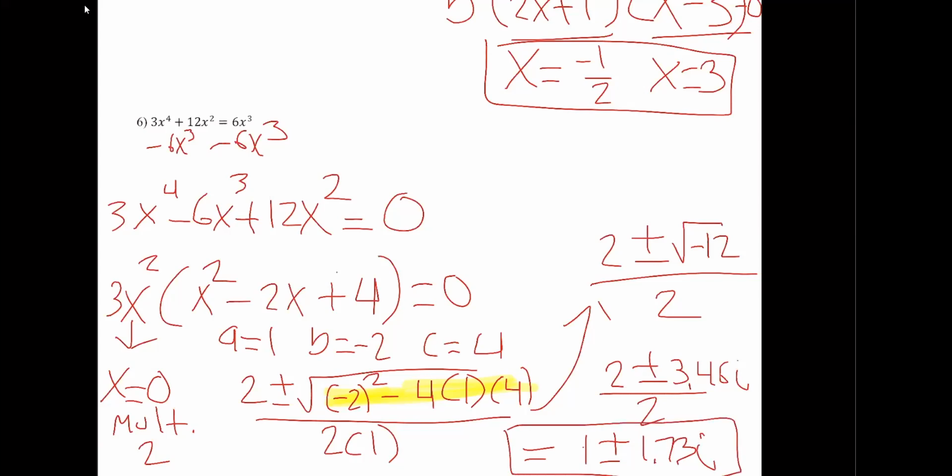Especially when you get imaginary solutions, I'm usually not too picky how you write it. But how I wrote it here is probably how a lot of teachers would like to see it in the future. But especially when it's imaginary, usually you're not doing too much with it.